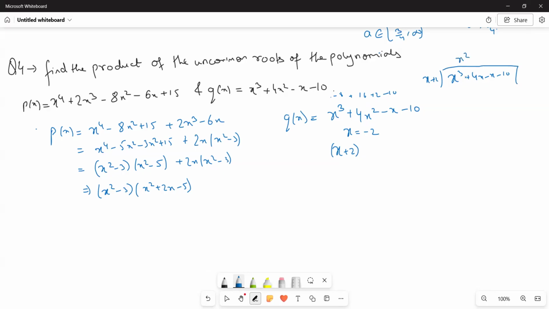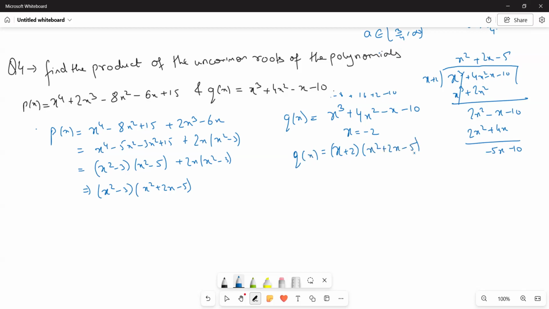So what do we get? x squared. So x cubed plus 2x squared. ये कैंसिल हो गया, ये आ गया 2x square minus x minus 10. So we do a plus 2x. So 2x square plus 4x. So ये हो जाएगा minus 5x minus 10. So which would need a minus 5. So Q(x) would be x plus 2 into x square plus 2x minus 5.